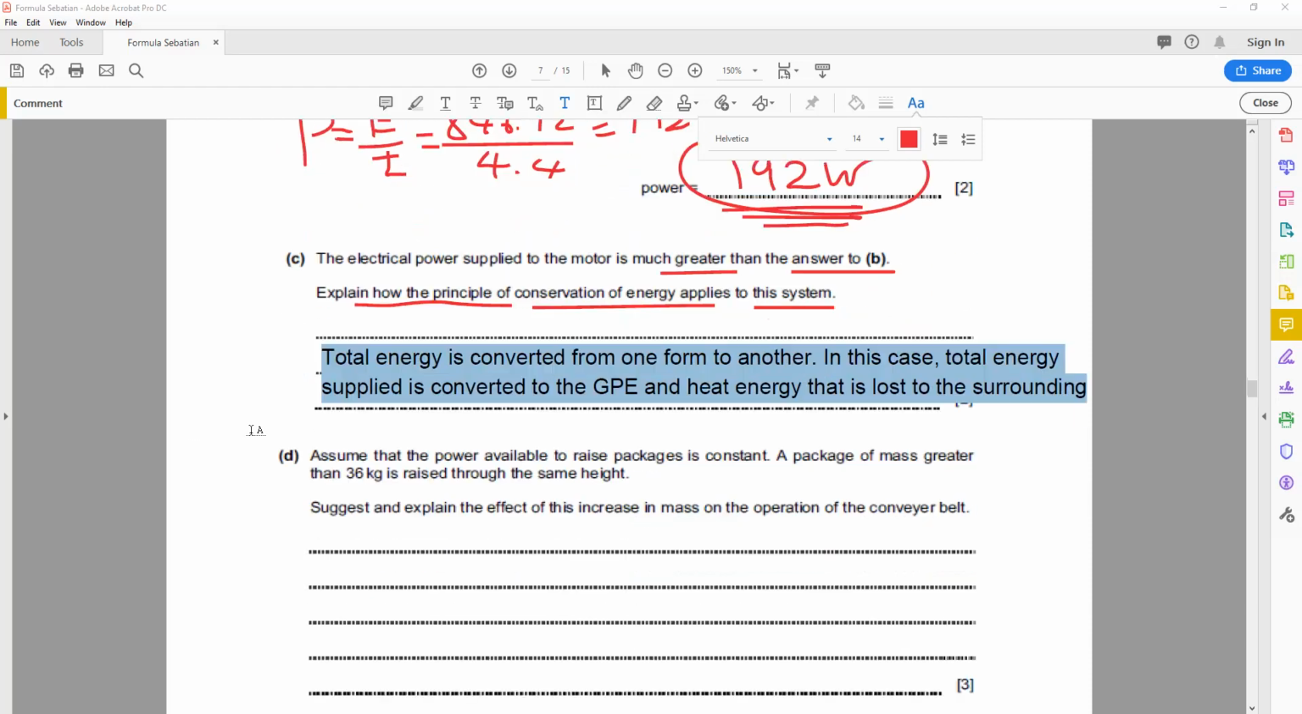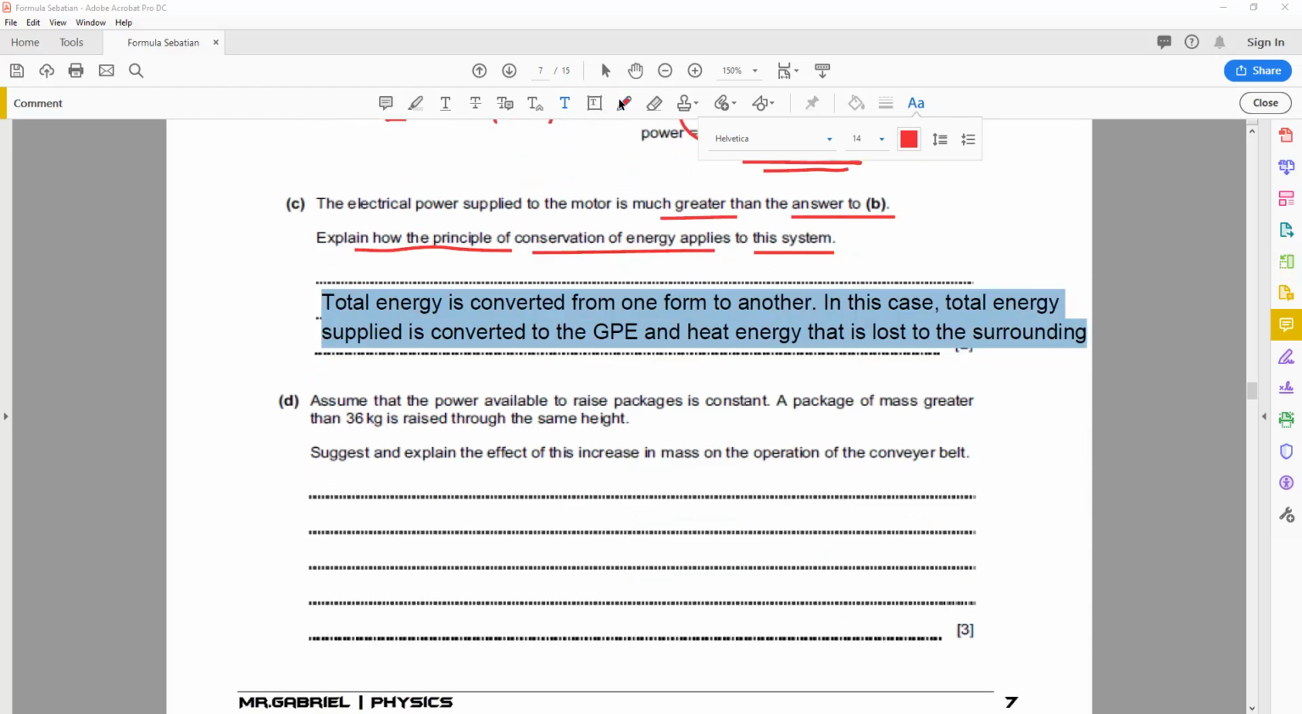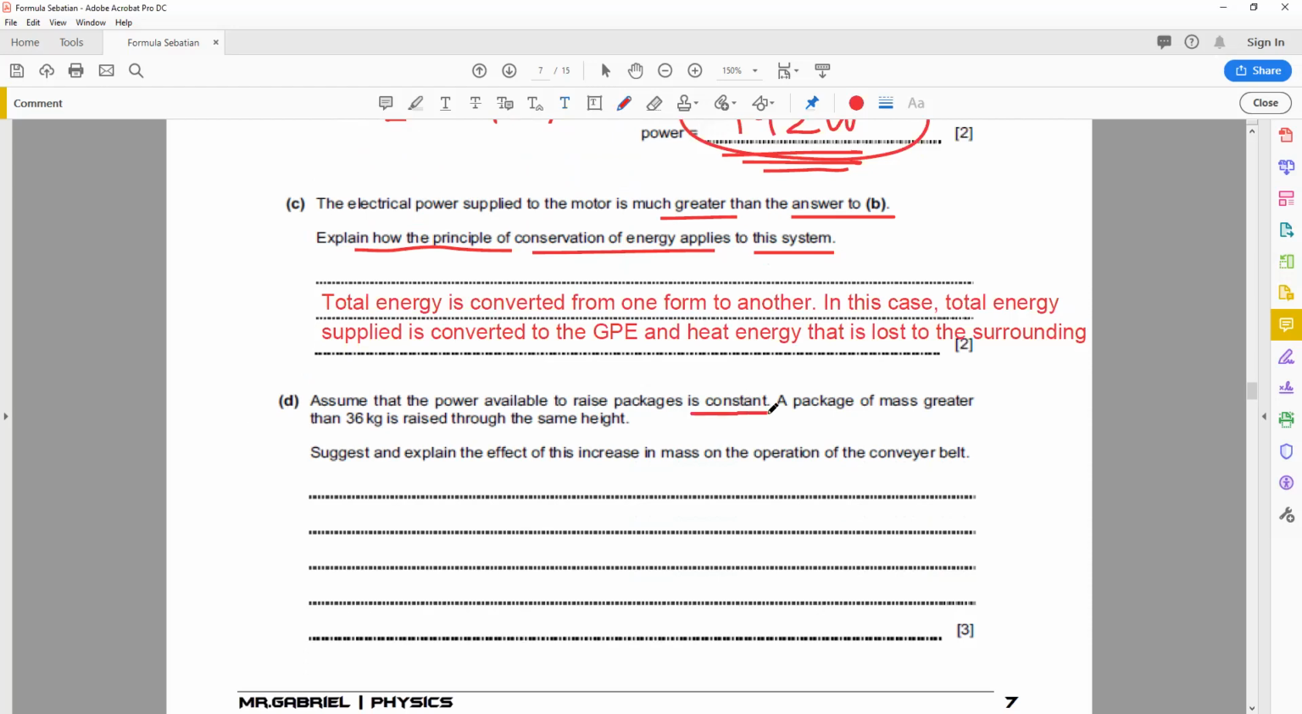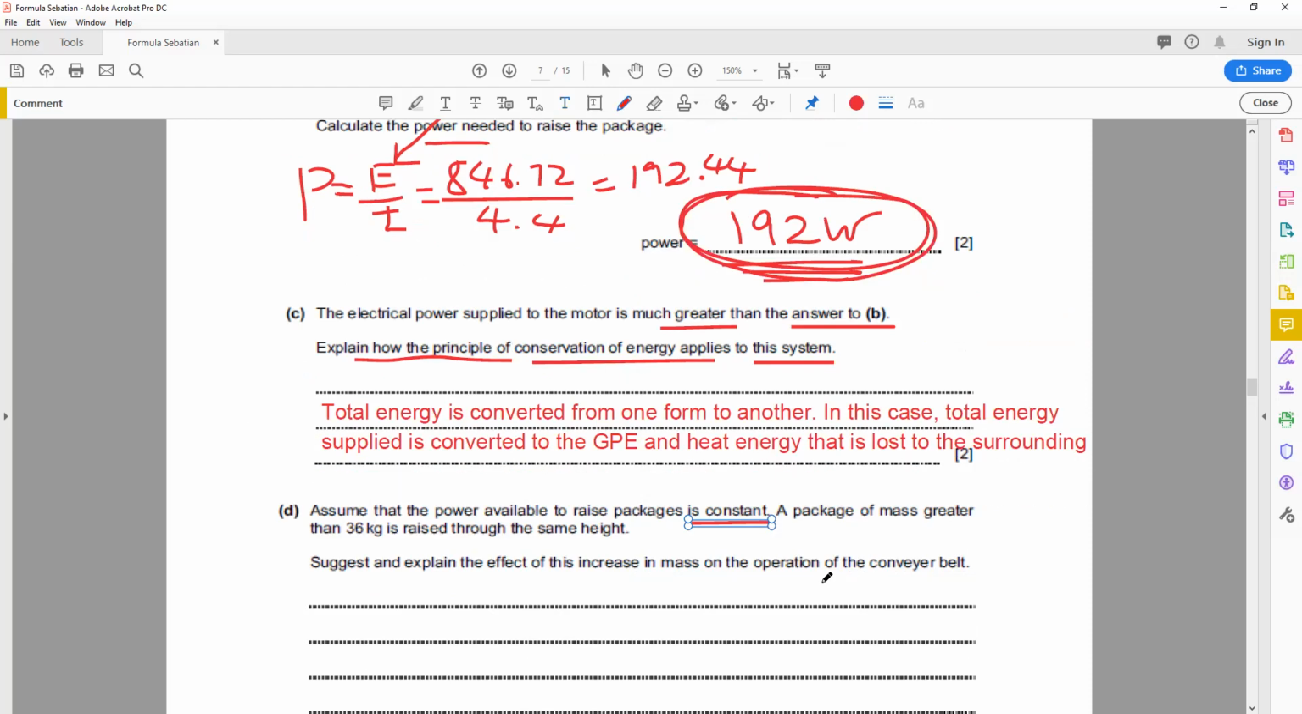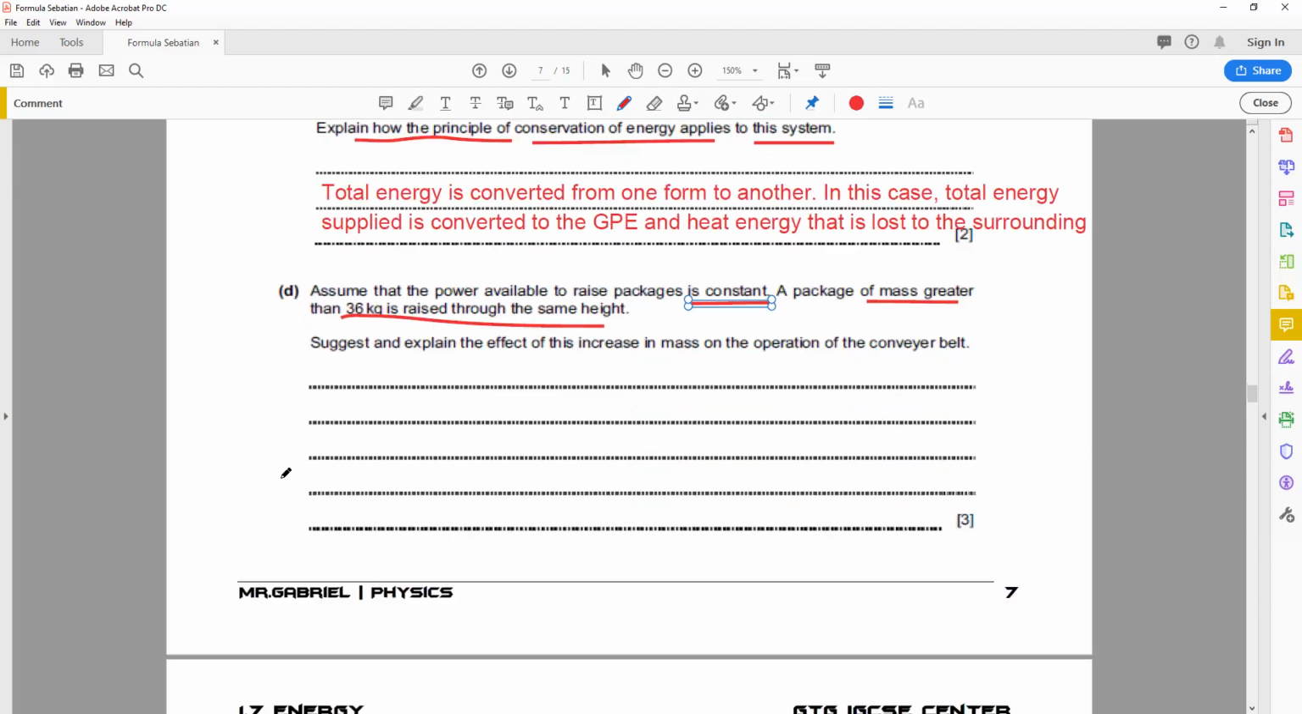And the final question here, they say to assume that the power available to raise the package is constant. So whatever power that you use is constant. A package of greater mass than 36 kg is used to raise through the same height. So obviously when you have a greater mass, you'll need greater gravitational potential energy.